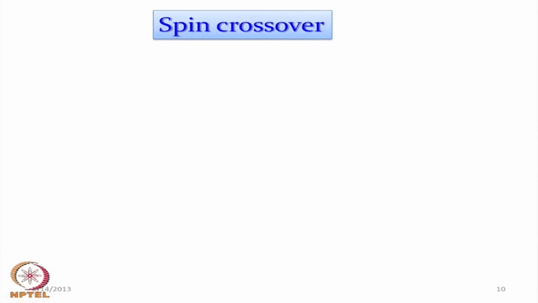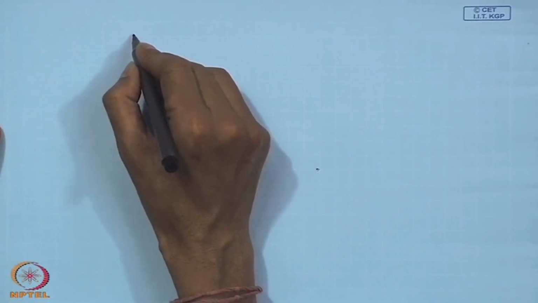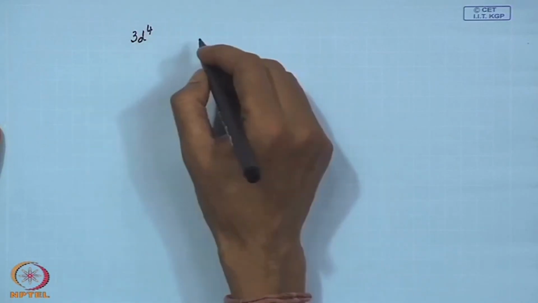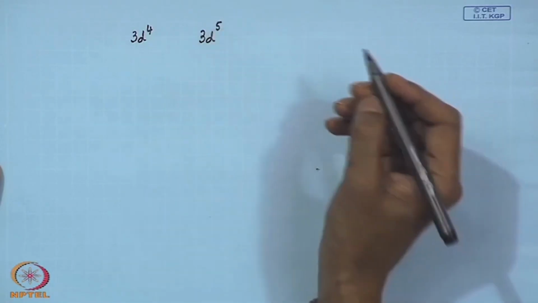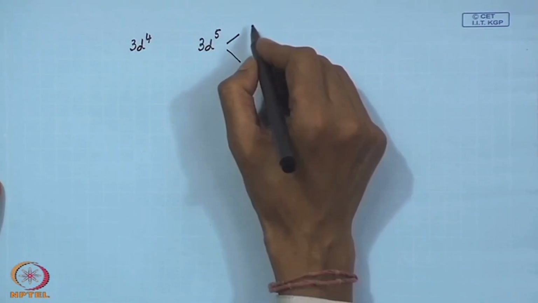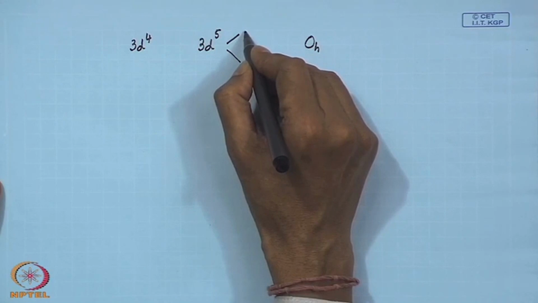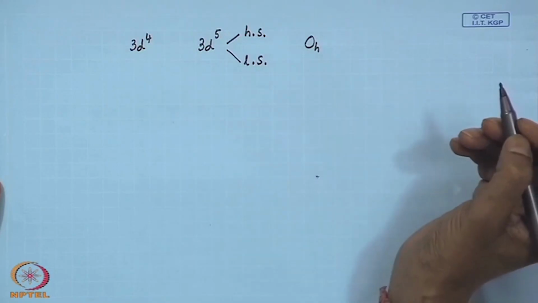Next, we will move on to another situation, which we were just discussing, the spin state. Whenever we have a d electron configuration, say 3d4, 5, 6 or 7, we see that in case of 3d5 we can have two electronic configurations in an octahedral field. So, the field is octahedral, and we have the high spin configuration and the low spin configuration.